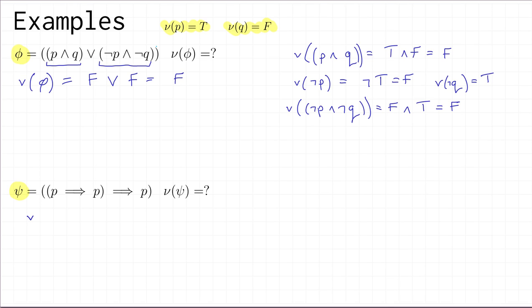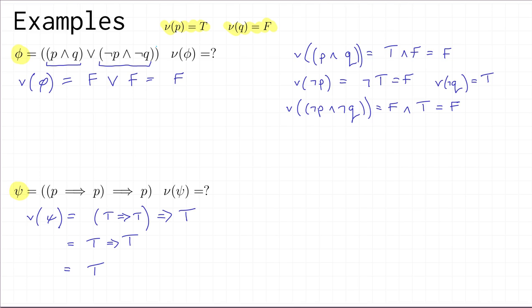So the truth value of psi under this truth assignment is true implies true implies true. Now, looking at the truth table for implies, which was on the last slide, true implies true was true. So this is true implies true, and like I just said, true implies true is true. So the truth value of psi under this truth assignment is true.